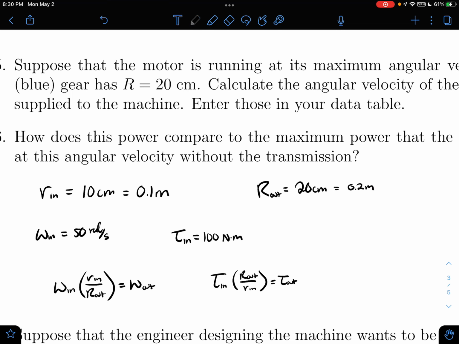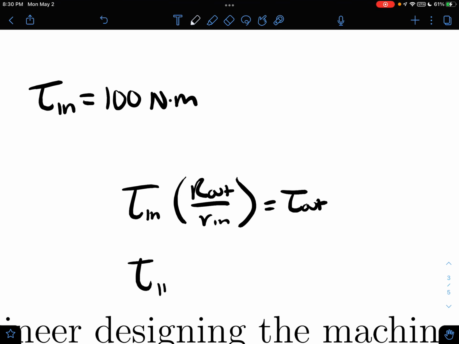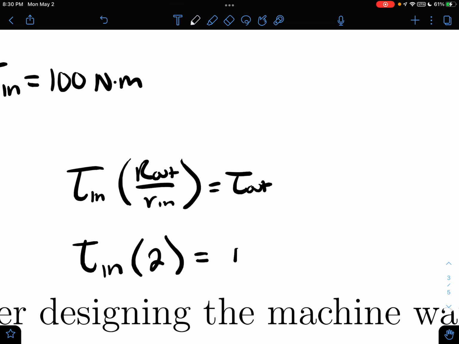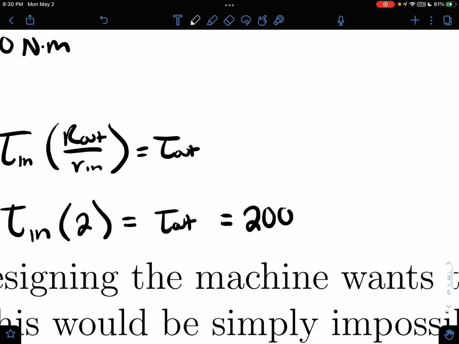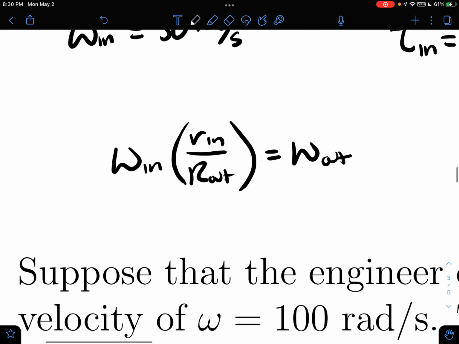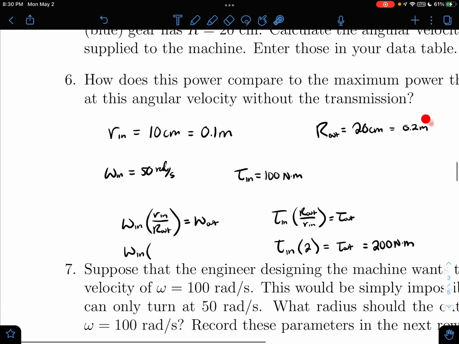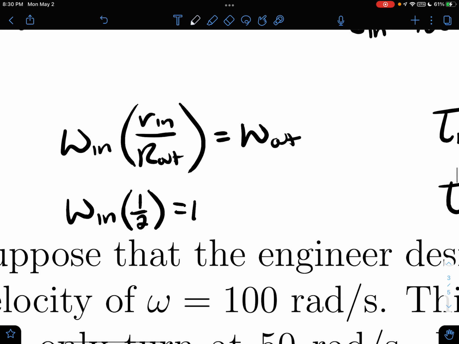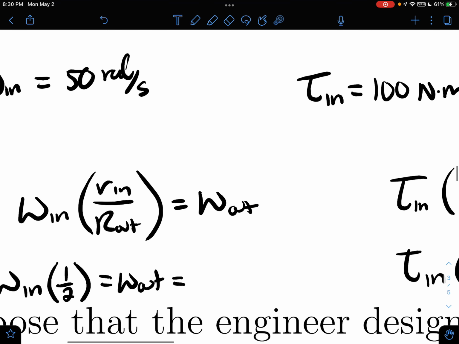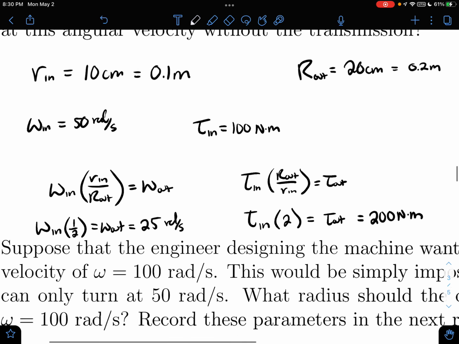0.2 over 0.1, that's going to equal 2. So T in times 2 equals T out. And our T in is 100, meaning that our T out is going to be 200 newton meters. And our omega in times 0.1 over 0.2, which is 1/2, equals our omega out. Since we're going 50 radians per second, now we get our 25 radians per second. Right?